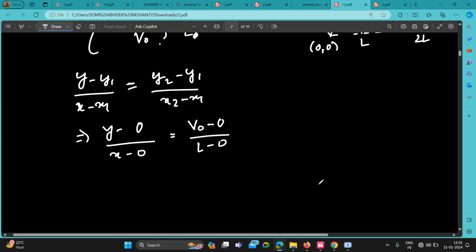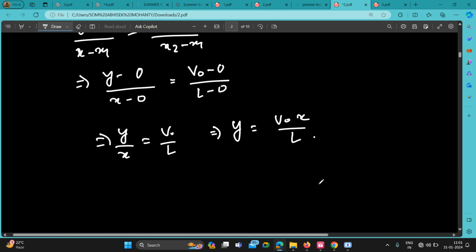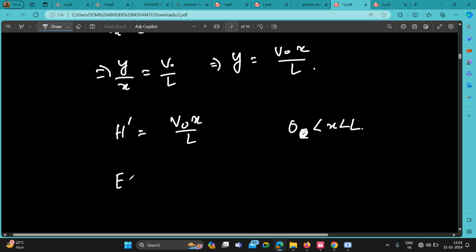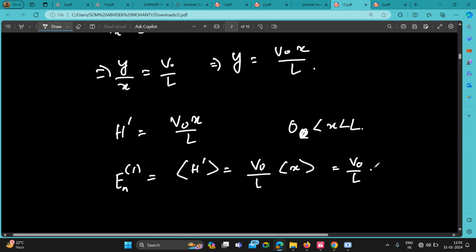Okay. So if you see, this is your perturbation between 0 to x to l. So the perturbation is v naught x by l. So your En1 would be how much? H dash, that will be v naught by l x. That will be v naught by l into l by 2. So v naught by 2. Okay, this is v naught by 2.